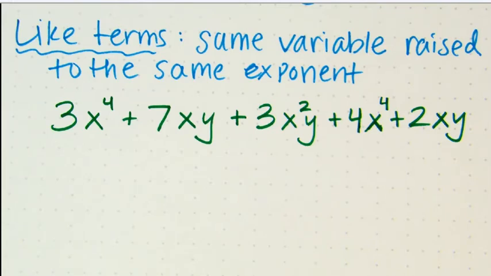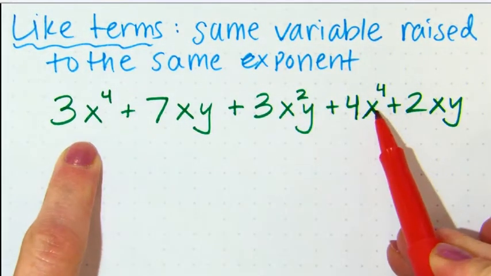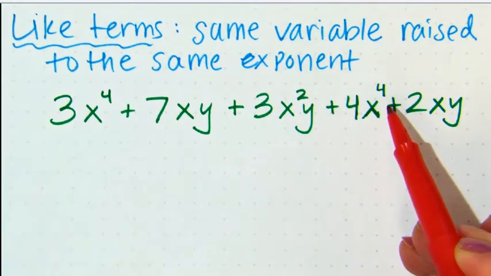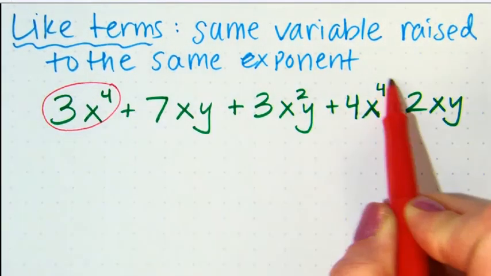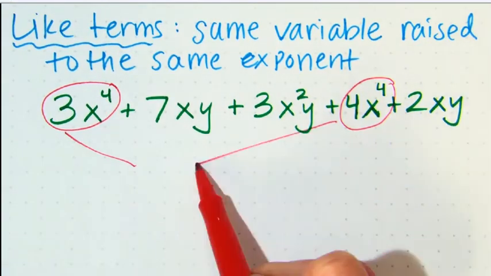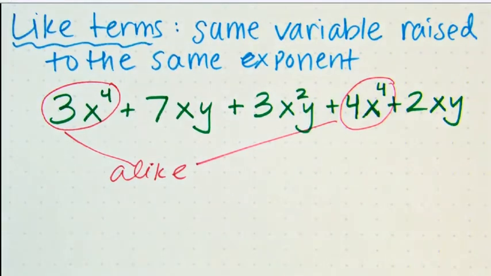So if we were to look, we need the same variable raised to the same exponent. So I have an x to the fourth here, and I have another x to the fourth here. Those would be alike, right? So I'm going to put a circle around each of those, and I'm going to make a note that says those are alike, right? Same variable to the same exponent.